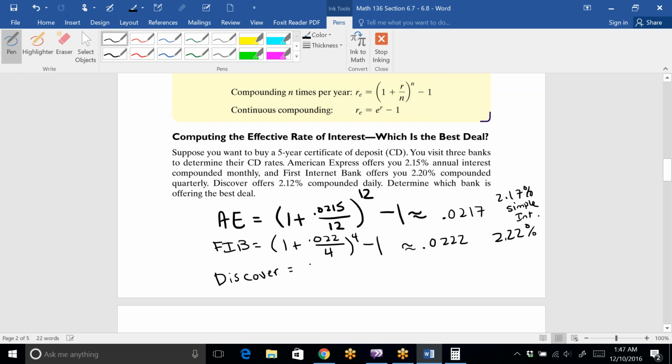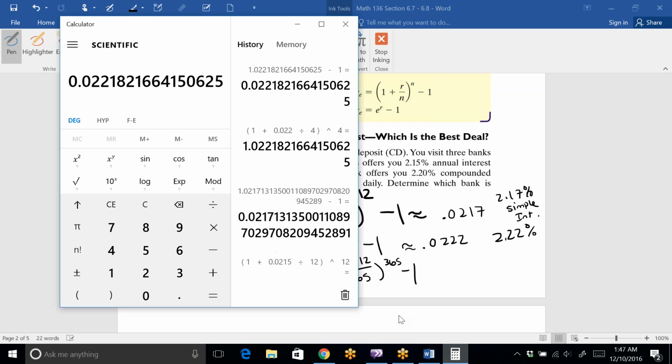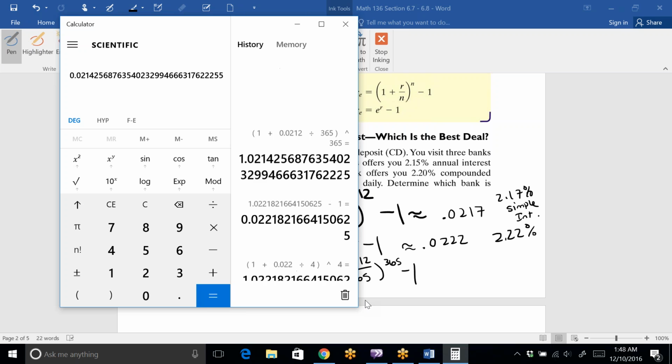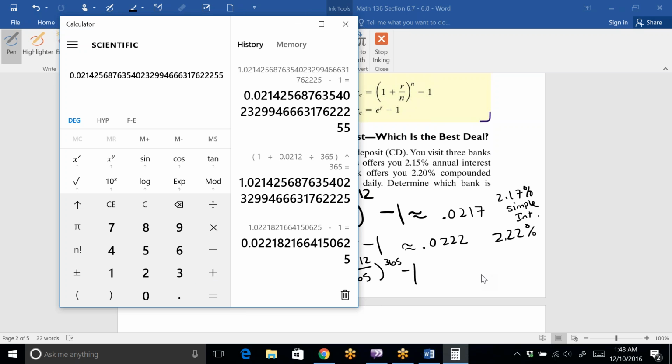Which is doing 2.12, which is the lowest rate, but they're compounding daily, which is 365 times in a year. So it's a really big exponent. So 1 plus 0.0212 divided by 365, close parentheses, raised to the 365th power, and then minus 1. So that would be 2.14% or 0.0214.